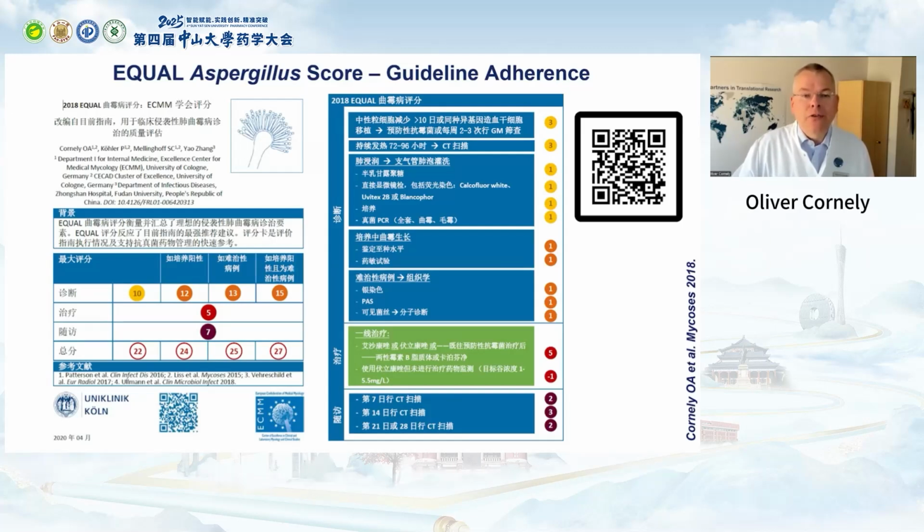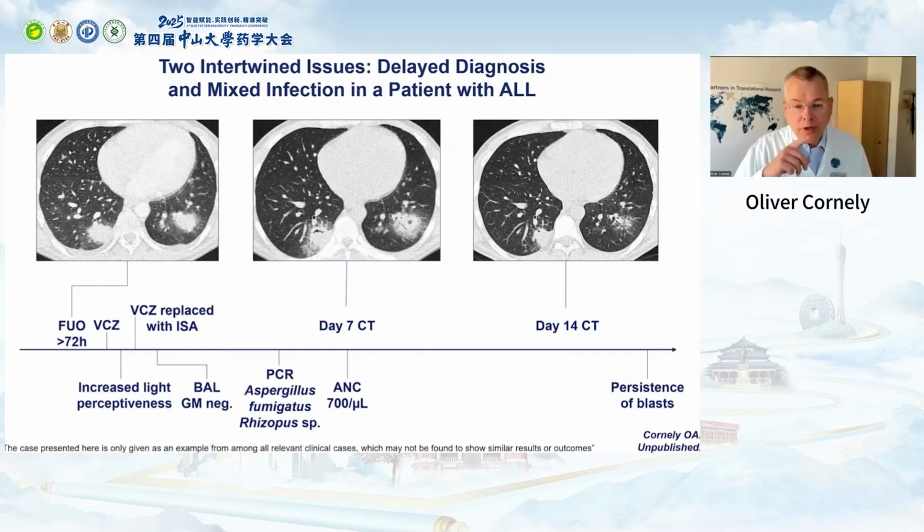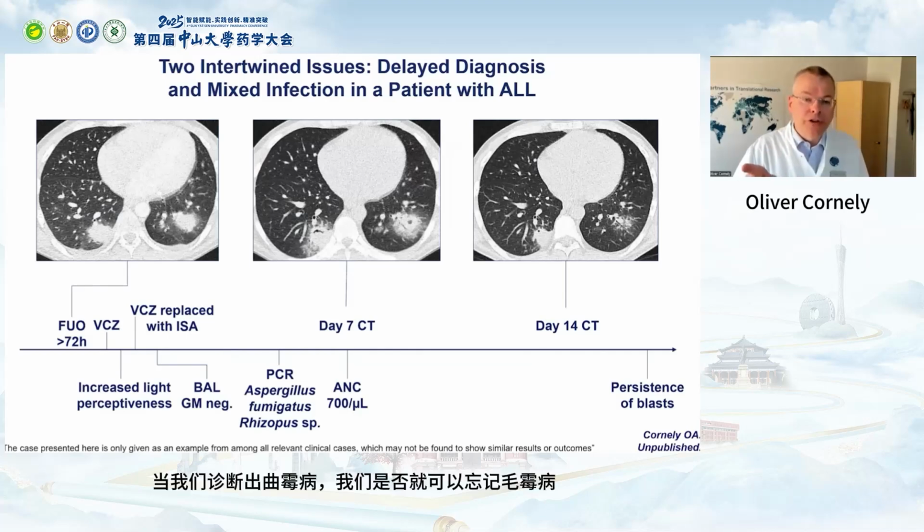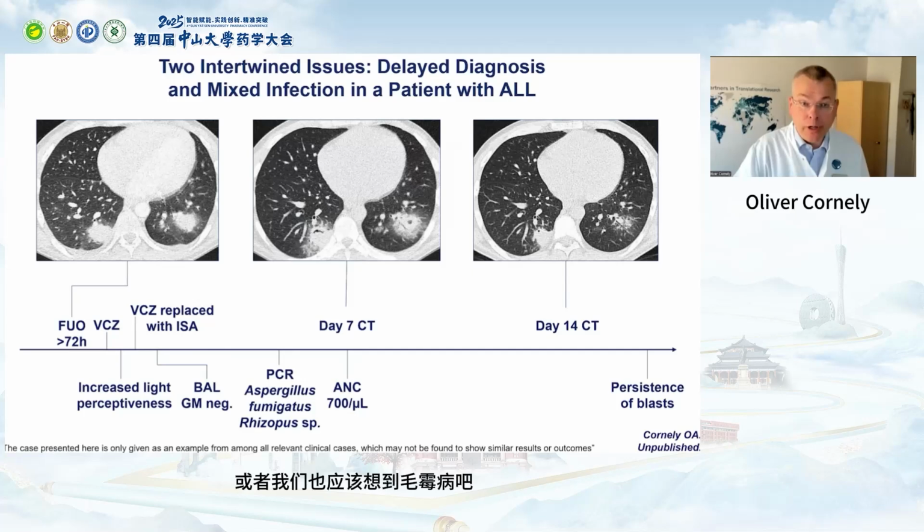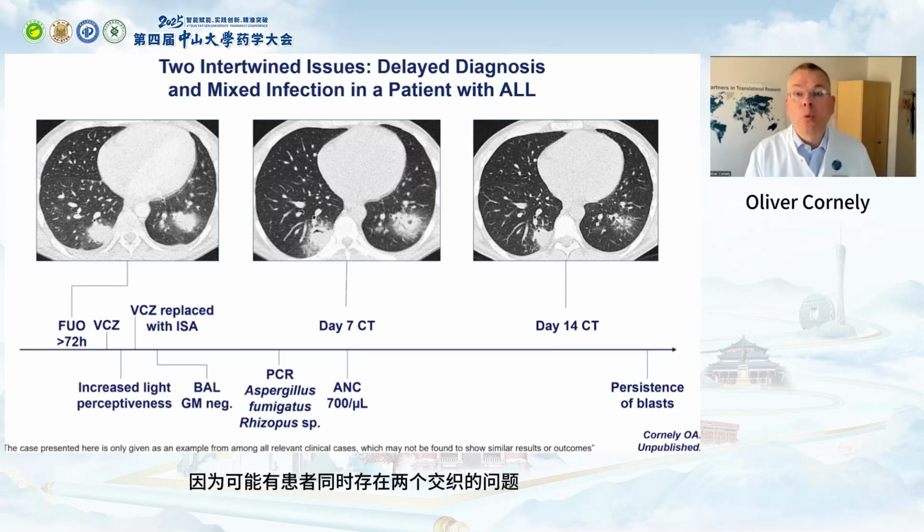But that is not the end of the story, because there is the other fungus, the other family of all the fungi that cause mucormycosis. So let's have a look. Whether we diagnose Aspergillus, can we then forget about mucor, or do we think about mucor as well? So we should not forget about mucor, because there might be patients who have two intertwined issues, two problems.